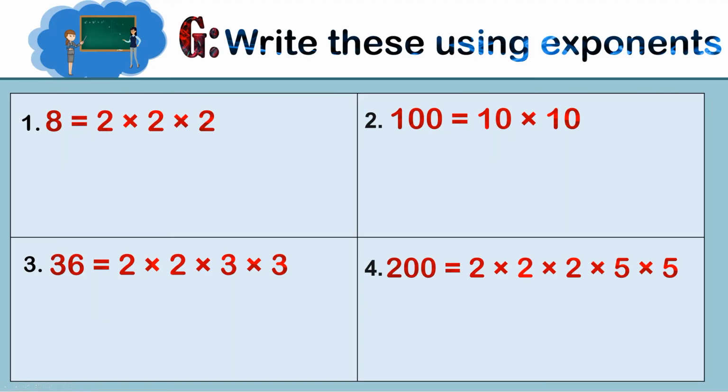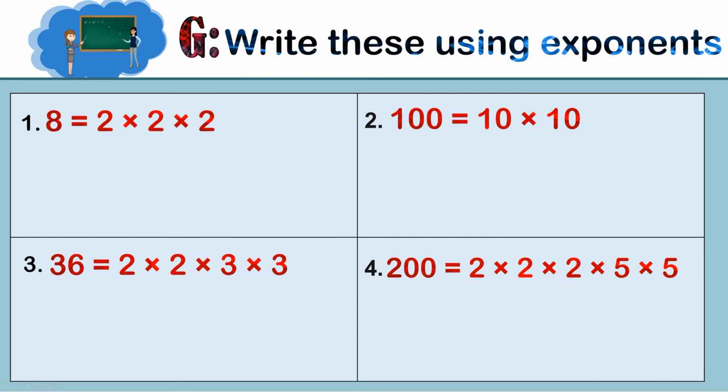Now let's write these numbers in exponential form. Let's try and see. 8. The factors are 2 times 2 times 2. 100. The factors are 10 times 10. 36. The factors are 2 times 2 times 3 times 3. Number 4, 200. The factors are 2 times 2 times 2 times 5 times 5.